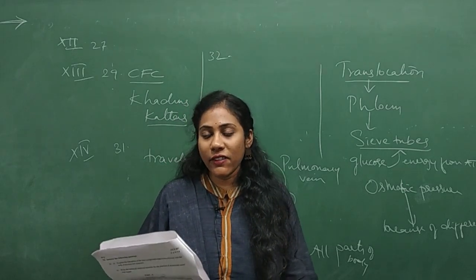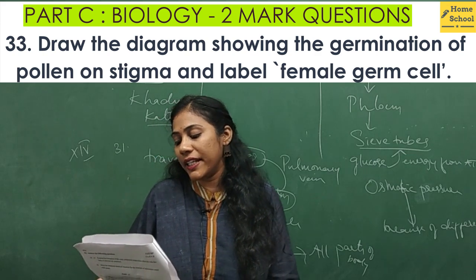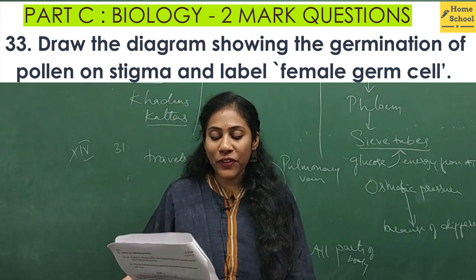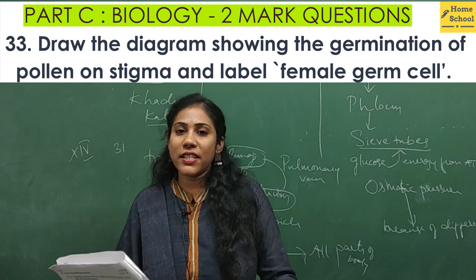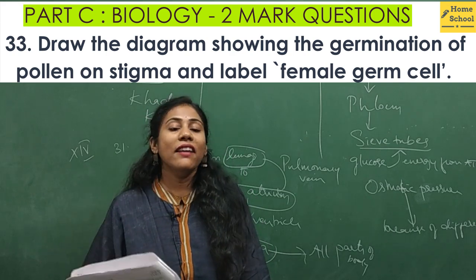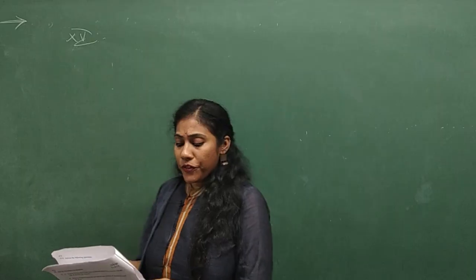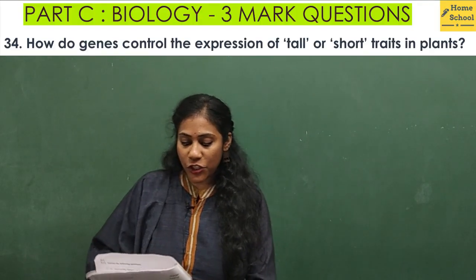And the 33rd question is a diagram. Draw the diagram showing the germination of pollen on stigma and label the female germ cell. The diagram is available in the textbook, you can just refer and draw the diagram. Very simple diagram, isn't it? And now let us go for the 15th main. 15th main, 34th question. This is a 3-mark question.